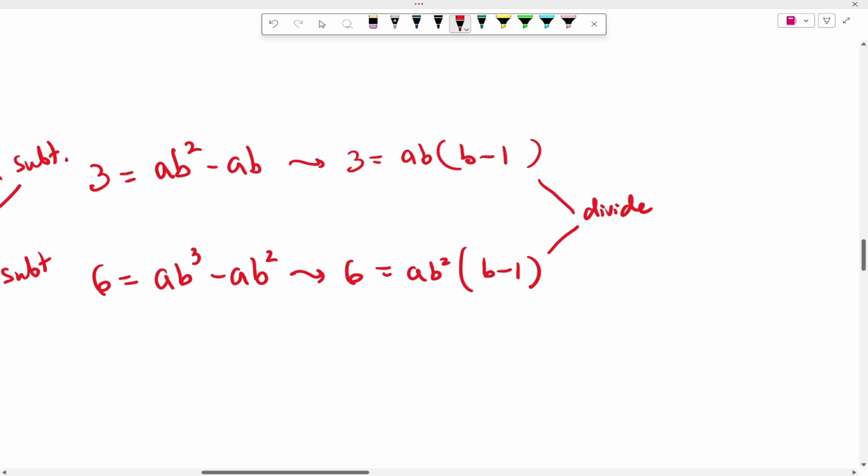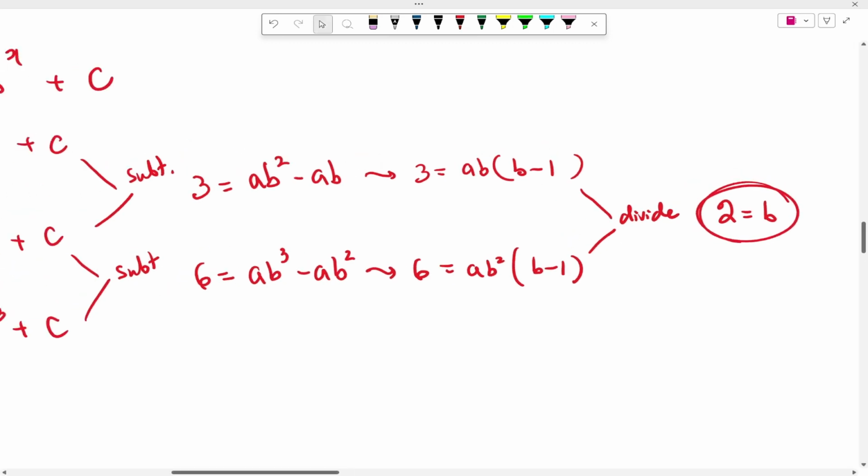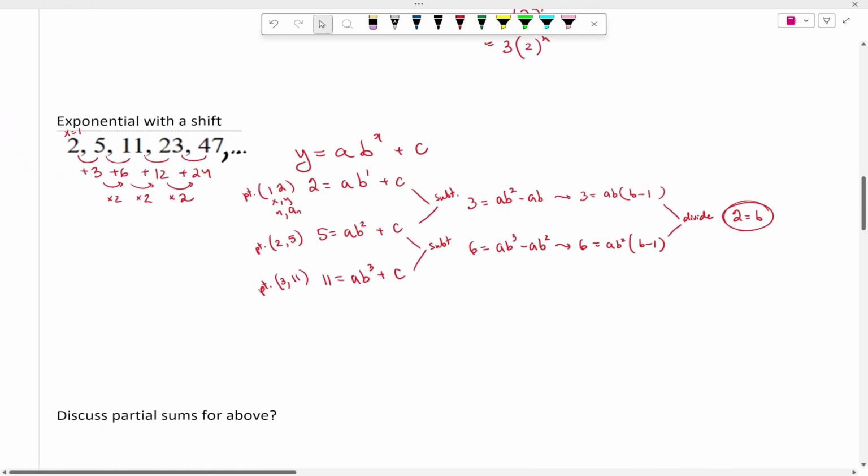Again, we'll do bottom divided by the top. So 6 divided by 3 is 2. a divided by a is gone. b squared divided by b is b. And then b minus 1 divided by itself is gone as well, right? Yeah. So we just found the b, which actually we didn't really have to do that. We knew it was multiplied by 2. That could have been your base to start with, right? Because we knew the pattern is multiples of 2.